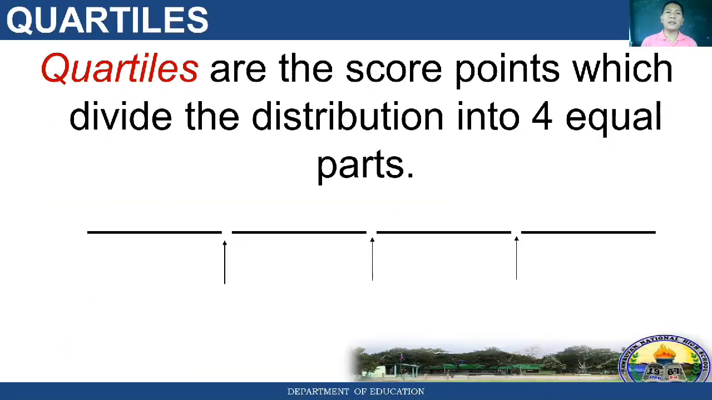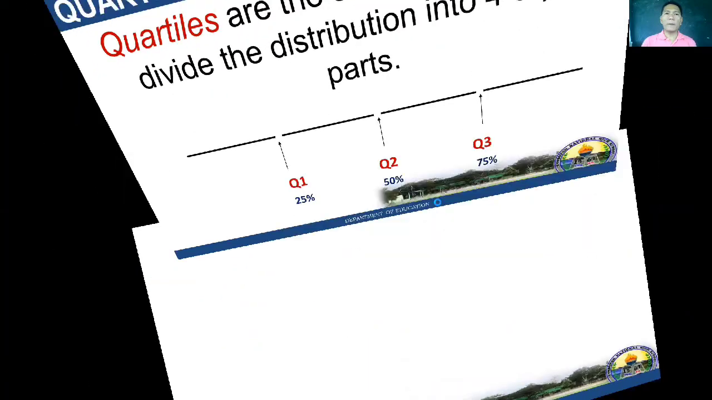Now remember class that quartiles are the score points which divide the distribution into 4 equal parts. This is quartile 1, this is quartile 2, and this is quartile 3. Quartile 1 represents the 25% of the distribution, quartile 2 represents the 50% of the distribution, and quartile 3 represents the 75% of the distribution. So let us have this problem.